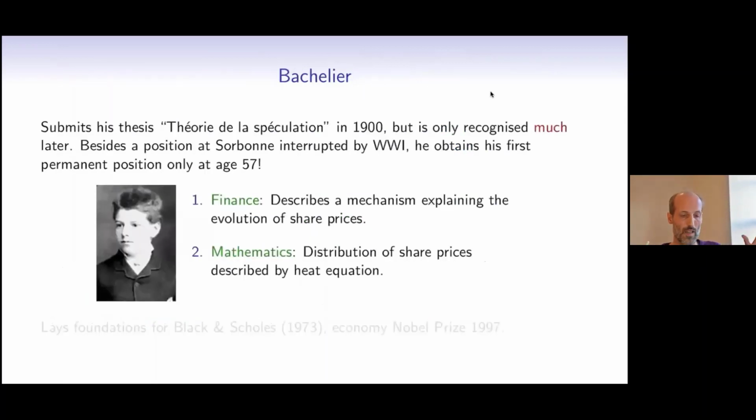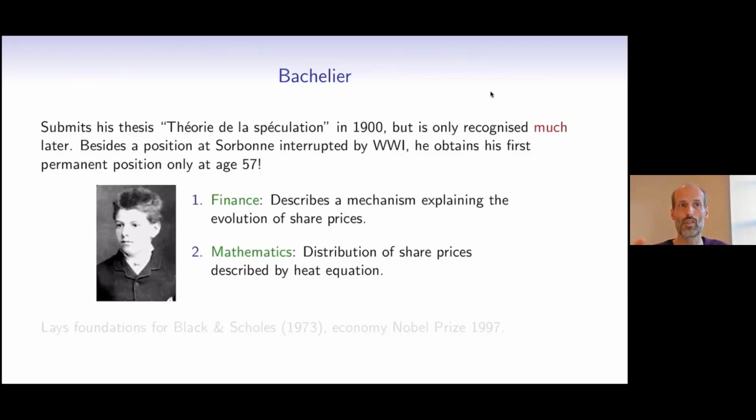Now, there's a completely different story where essentially the exact same process shows up. Bachelier was a young French guy who wrote a thesis in 1900, around the same time as Einstein and Smoluchowski wrote their articles. In his thesis, he wanted to explain the evolution of stock prices, the behavior of the stock market.